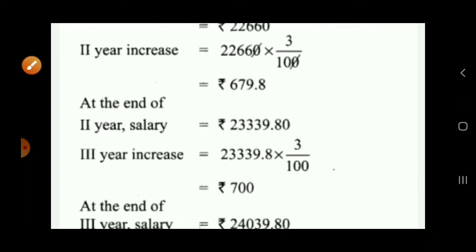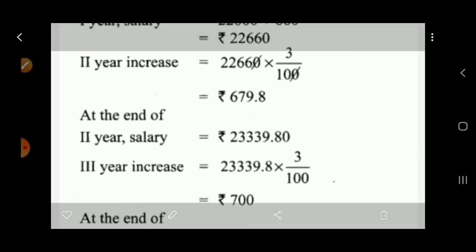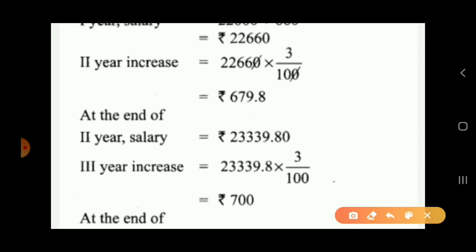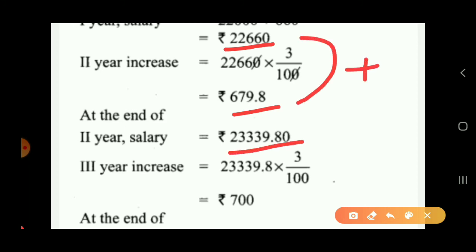So likewise you can find the next steps. For the second year, 22,660 increases again by 3%. So 3 by 100, cancel, and you can get 679.8 at the end of the second year. So the value before, add this value, and you can get 23,339.80.